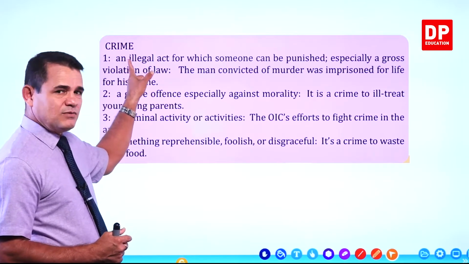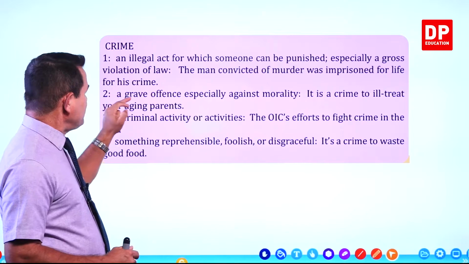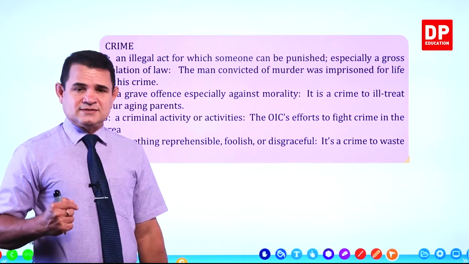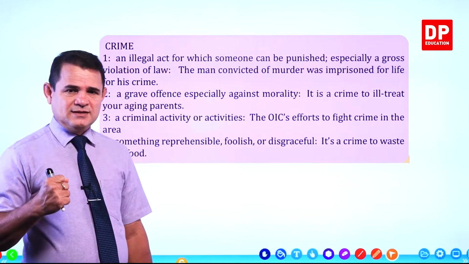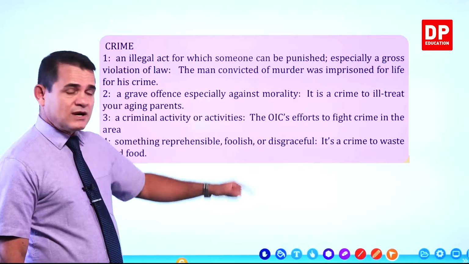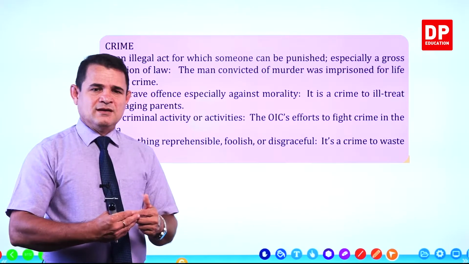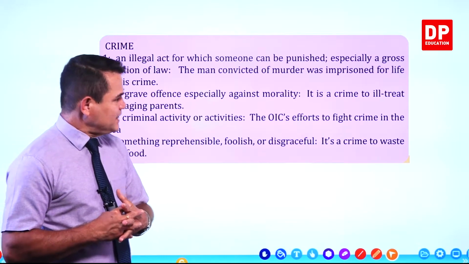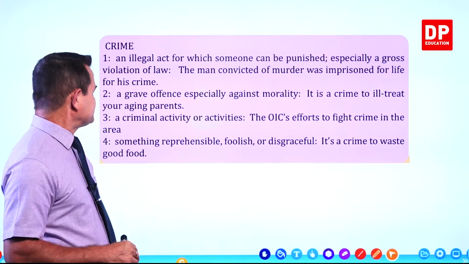So that is number 1, and there is an example also given. And number 2, a grave offense, especially against morality. Grave offense. Grave means very strong, very bad. An offense against someone's morality, something that breaks someone's spirit. An action like that. It is a crime to ill-treat your aging parents.